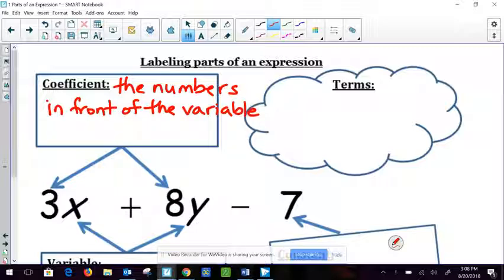Remember, when we say the numbers in front of the variables, those numbers are attached by multiplication. If you look at the example down below, you'll see the arrows pointing to both the 3 and the 8. Both the 3 and the 8 are attached to some letters, some variables, so those are our coefficients. We have 3 and 8. Notice that we're not writing the letter with it, we're just writing the numbers.